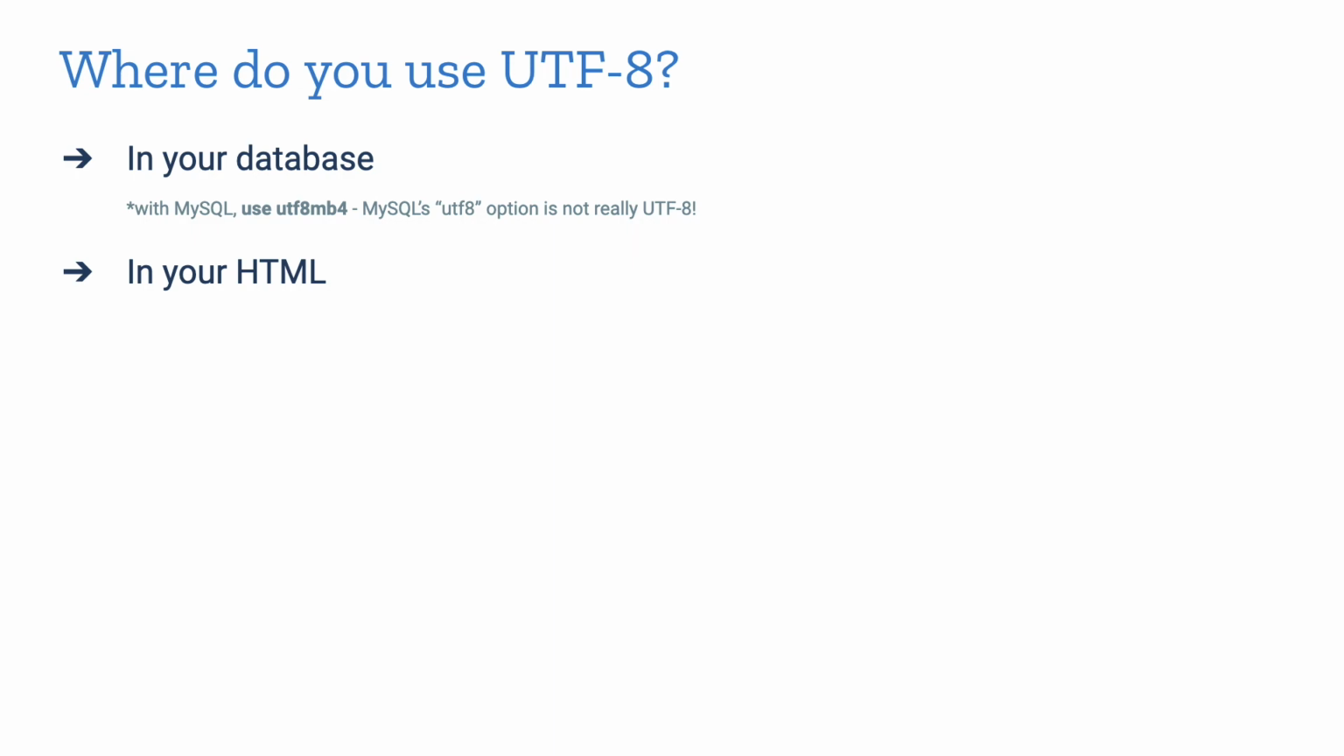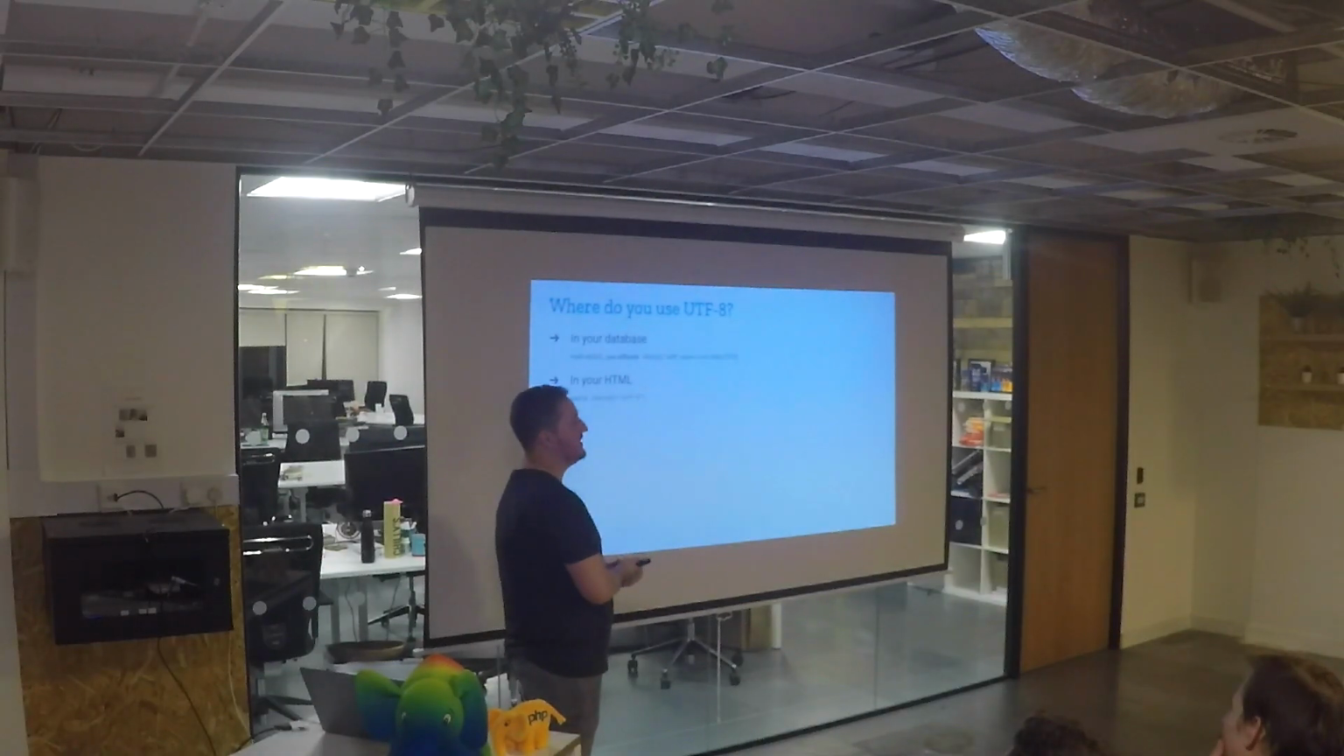Another place you need to make sure that you're using it is in your HTML. It's pretty simple to do. You just declare the character set with a meta tag. If you don't do this, you won't be able to display Unicode characters on your web pages, and you'll have a bit of problems if you try to accept form input from people.